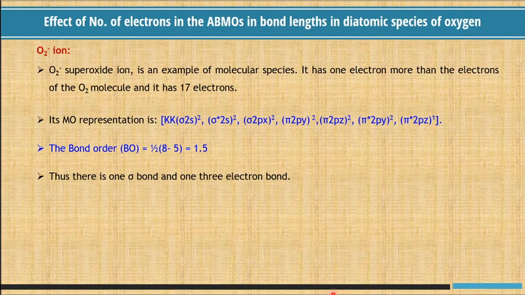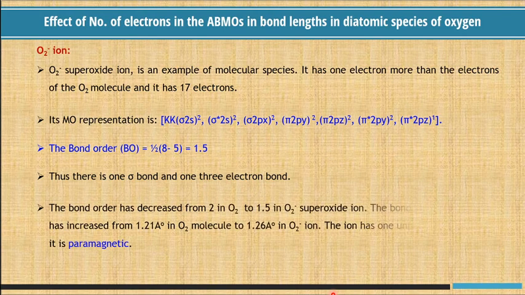Thus, there is one sigma bond and one 3 electron bond in the O2 minus ion. The bond order has decreased from 2 in oxygen to 1.5 in the O2 minus superoxide ion. The bond length of the O2 minus ion has increased from 1.21 angstrom in the oxygen molecule to 1.26 angstrom in the O2 minus ion. The ion has an unpaired electron, and hence the ion is paramagnetic in nature.